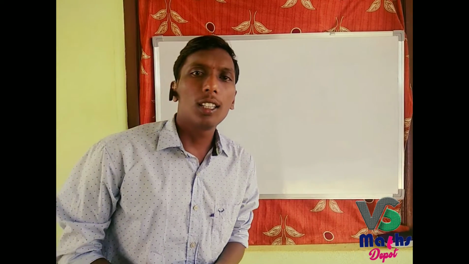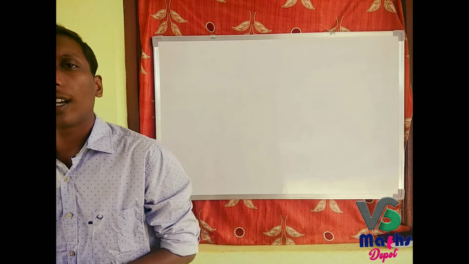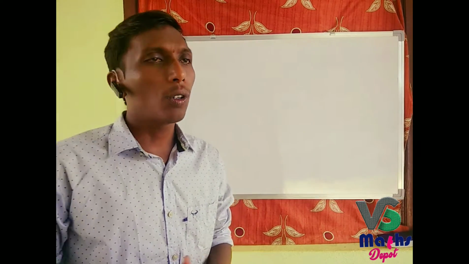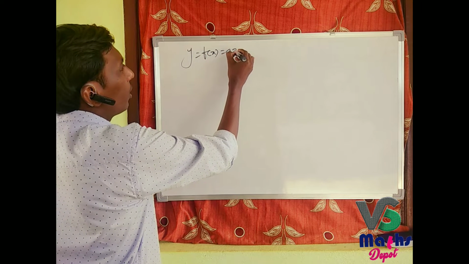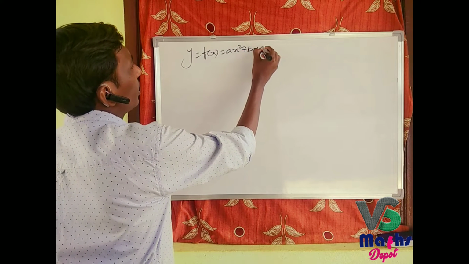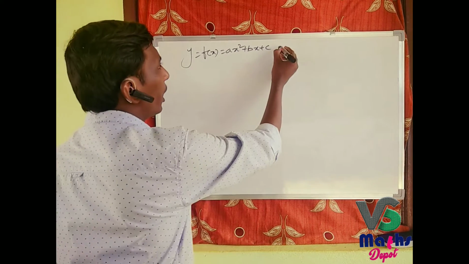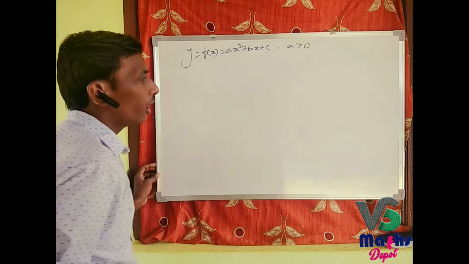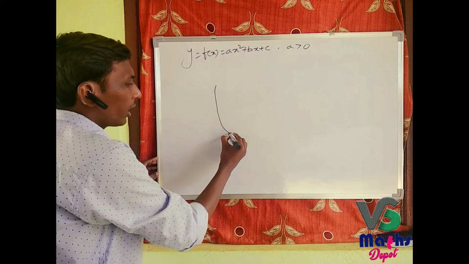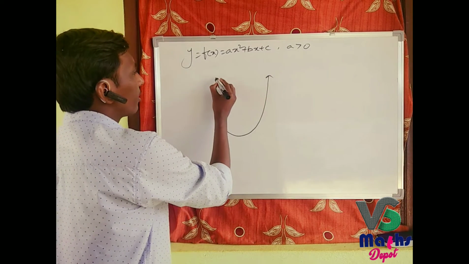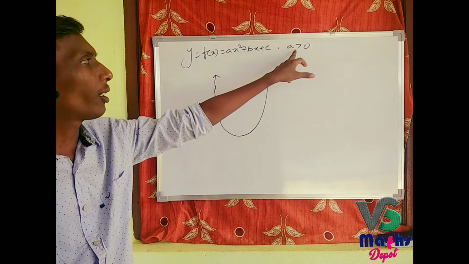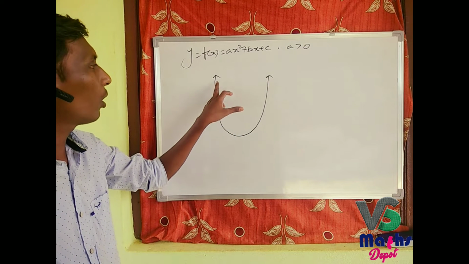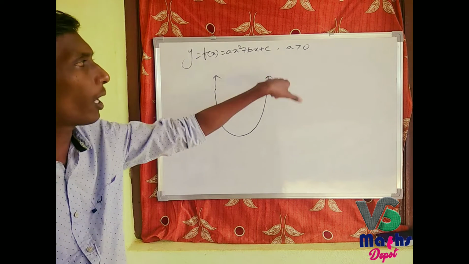Hi everyone, in this video I want to describe the maximum and minimum values of a given quadratic expression. Suppose y equals f of x equals ax square plus bx plus c is the given quadratic expression where a is greater than 0. Then the graph of the quadratic expression will be like this. Because a is greater than 0, it is a u-shaped parabola opening upwards.